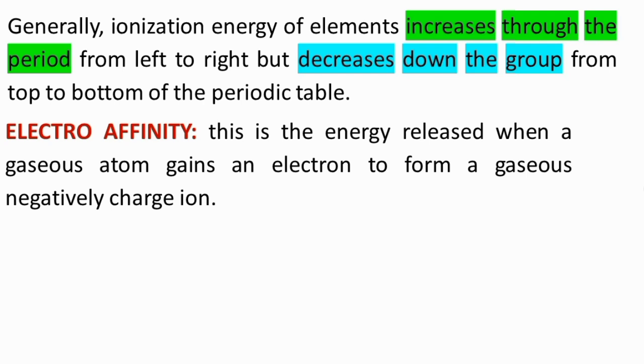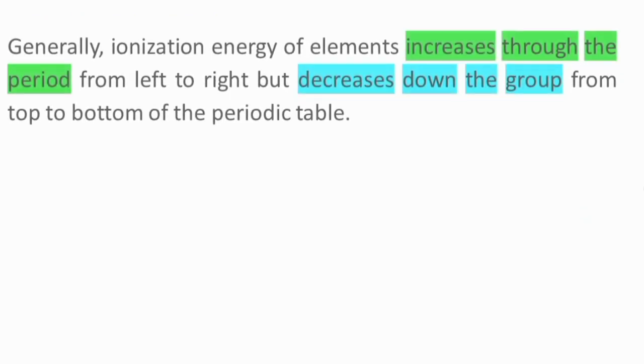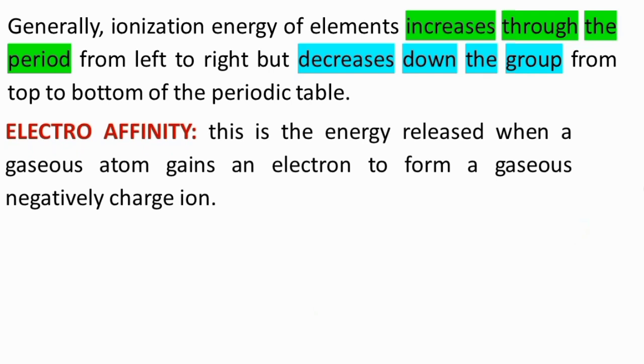What did I say ionization energy was? Ionization energy is the energy required to remove an electron. But electroaffinity is the energy released when a mole of a gaseous atom gains an electron, not loses an electron, but gains an electron, to form a gaseous negatively charged ion. Now, of course, we'll be explaining this. For example, hydrogen, when it gains an electron, becomes hydride, H-.